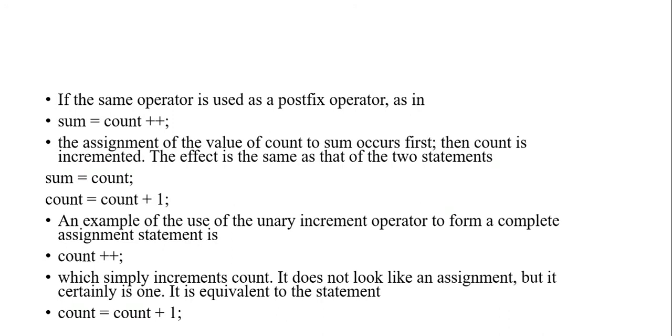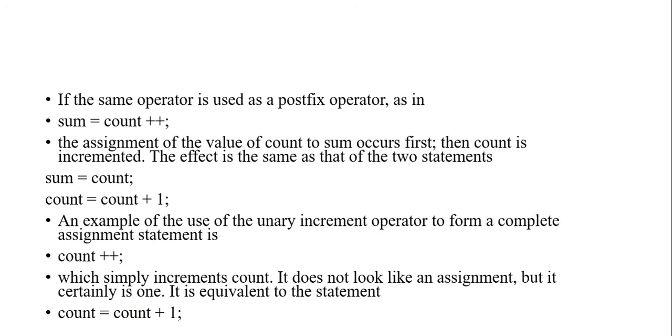Okay, so the assignment will happen first, then this variable will be incremented. So the assignment of the value of count to sum occurs first, then count is incremented. The effect is the same as that of the two statements, sum is equal to count, then count is equal to count plus 1. An example of the use of the unary increment operator to form a complete assignment statement is count plus plus.